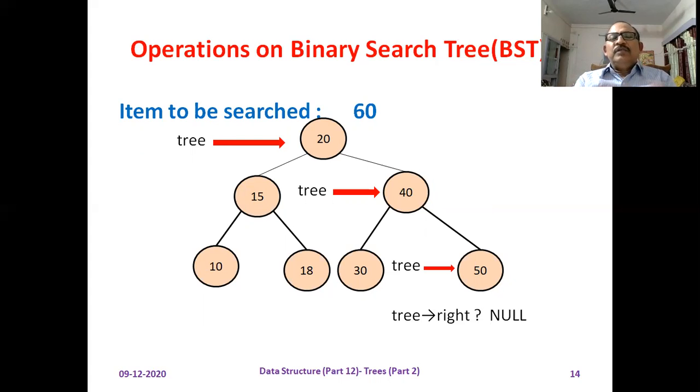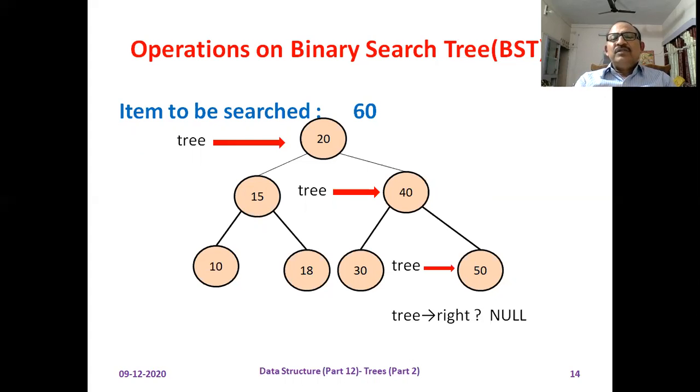Now tree right becomes the root. Now compare this 40, here the root is 40. So 40 is compared with 60, and here you can see that 60 is greater than 40. Now we will again recursively call the process tree right, comma 60.